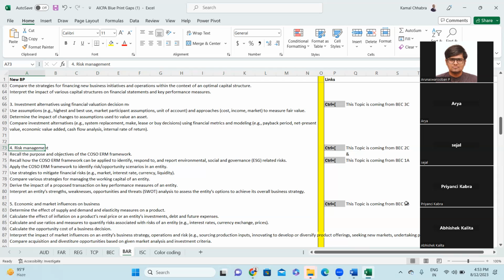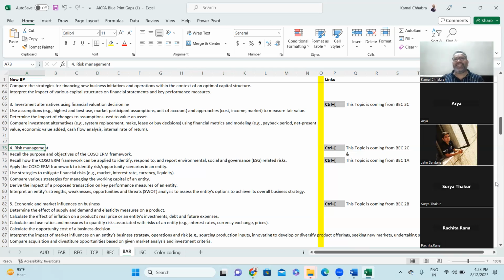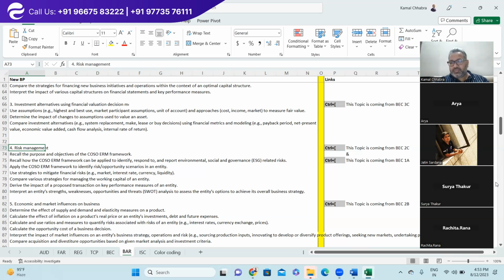What is the full form of IRPR? IRPR is initiation, recording, processing, and reporting. So how a transaction is initiated in the accounting system, then how the transaction is processed, and finally how it is being recorded and reported in the financial statements. Everyone agree? Yes.